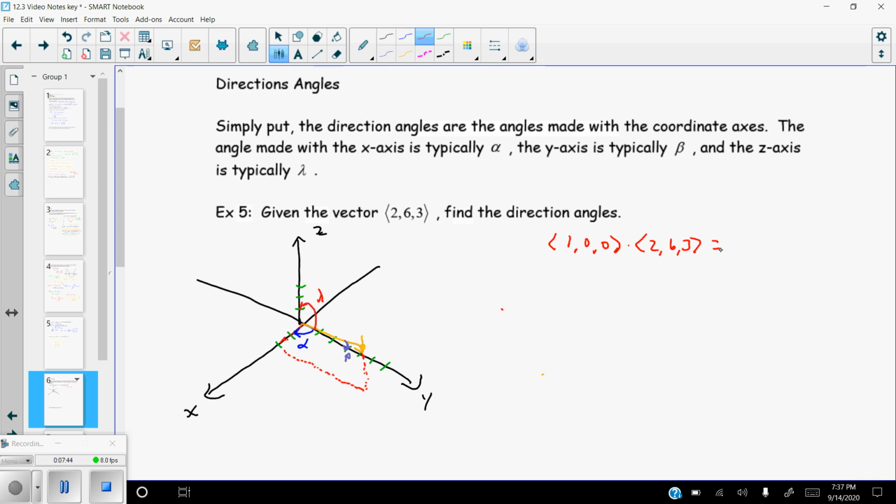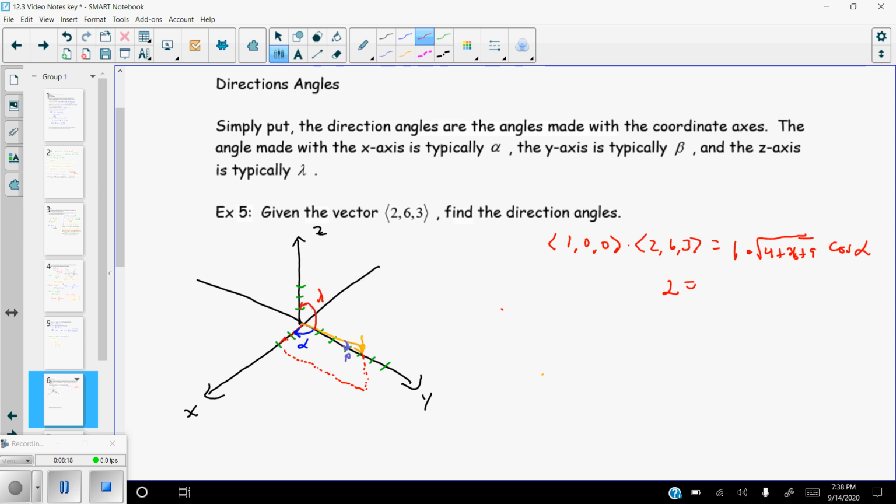So then we need to find the magnitudes of each one of these vectors. Well, the nice thing about the unit vector is the magnitude is 1. The magnitude is 1. Now I need the square root of 4 plus 36 plus 9 cosine of alpha. So on the left side we're going to do the dot product. We're going to get 2 plus 0 plus 0. That's nice, so it's just 2.